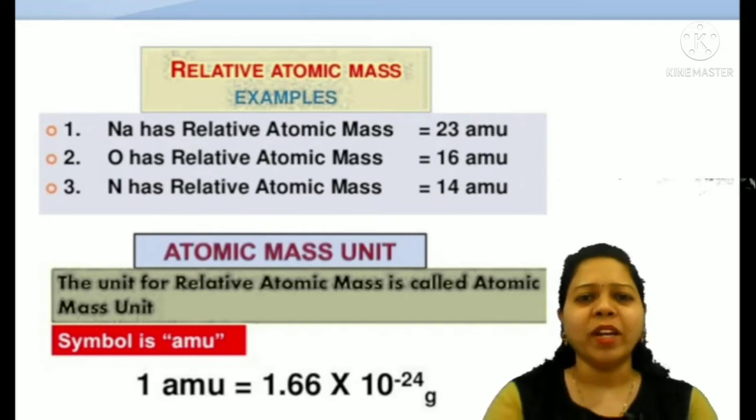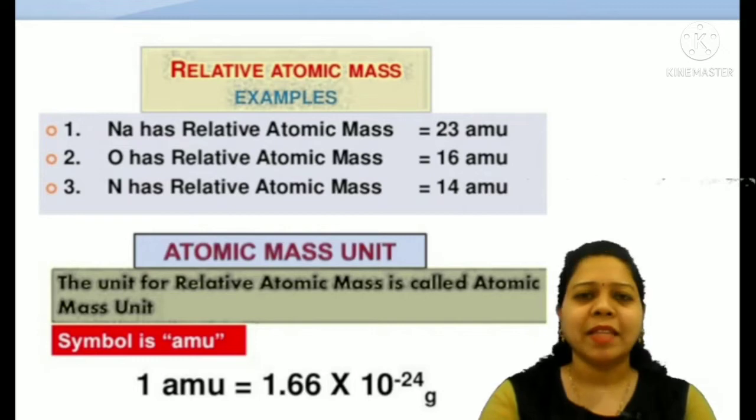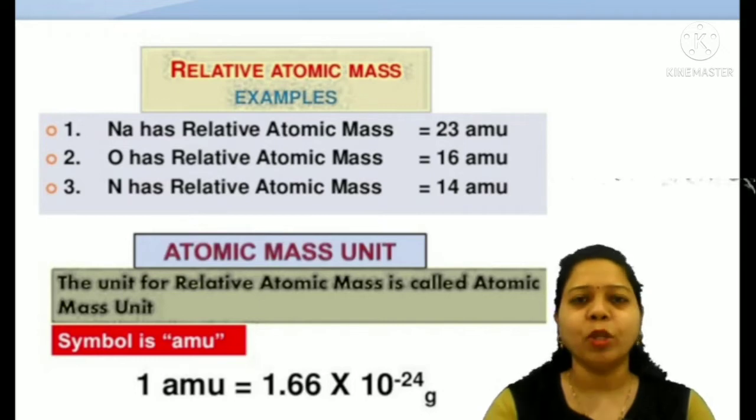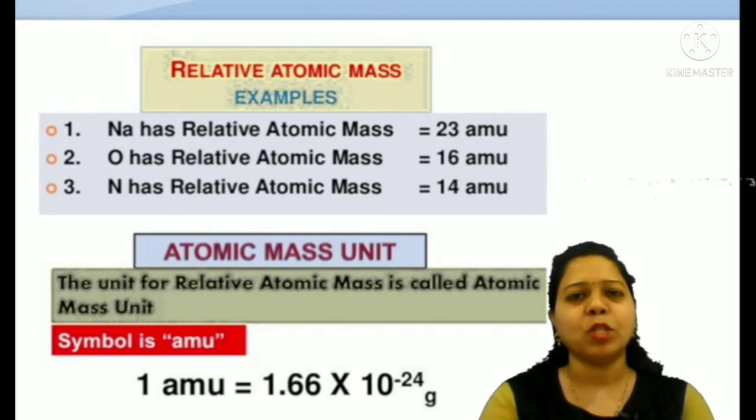Here the mass of one hydrogen atom is equal to 1.66 into 10 raised to minus 24 gram. But this number is difficult to remember as well as to represent anywhere. That's why instead of this mass we use 1 atomic mass unit. 1 unit is used to represent this number, and this is the mass of hydrogen. That's why the mass of 1 hydrogen we write as 1 atomic mass unit. AMU is the abbreviation of atomic mass unit.